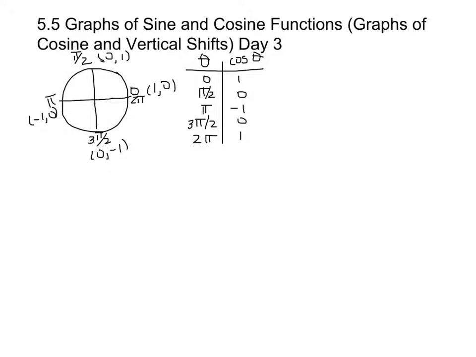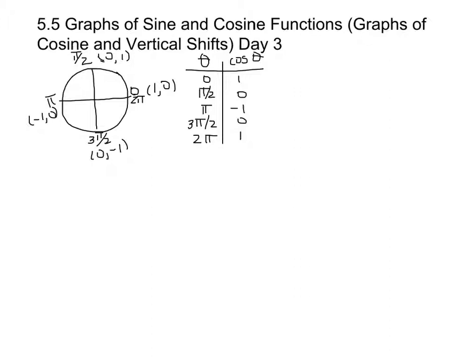Okay, today we're going to look at graphs of cosine functions, and I'm also going to do some examples of vertical shifts. Now, looking at our unit circle, we're going to look at the quadrant angles again: 0, pi over 2, pi, 3 pi over 2, and 2 pi. But now we're looking at cosine of those angles.